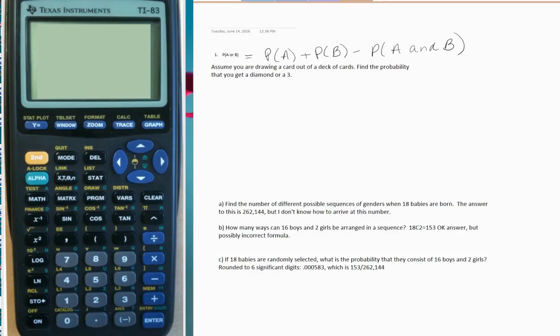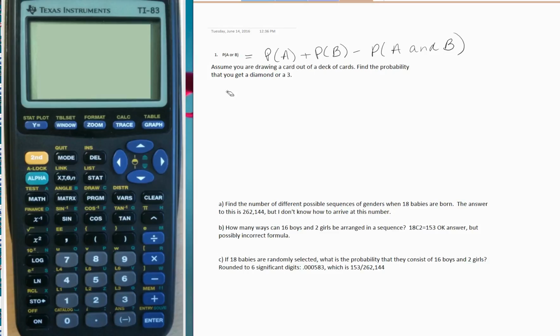So your first question was about the probability of A or B when they're not disjoint. As you said, the probability of A or B is the probability of A plus the probability of B minus the probability of A and B. So this says, assume you are drawing a card out of a deck of cards. Find the probability that you get a diamond card or a 3, so a card that has a 3 on it. Now these aren't disjoint. You can have a card that's both a diamond and a 3.